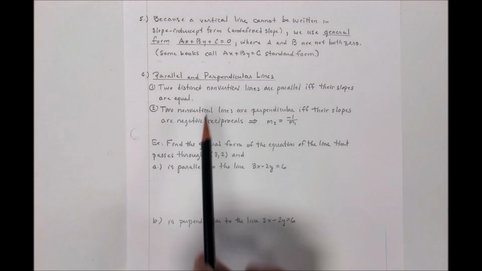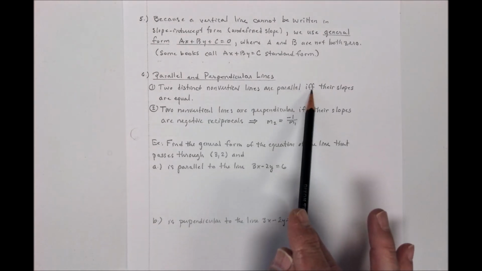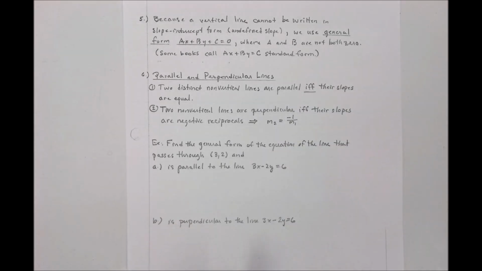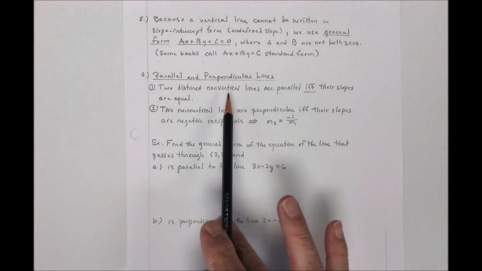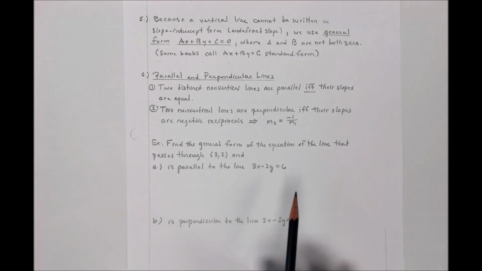So 2 distinct non-vertical lines are parallel if and only if, IFF by the way, is shortcut notation for if and only if, their slopes are equal. Now, vertical lines are parallel to other vertical lines, but when we're talking about slopes, we can't talk about vertical lines, so we say 2 non-vertical lines are parallel if and only if their slopes are equal.